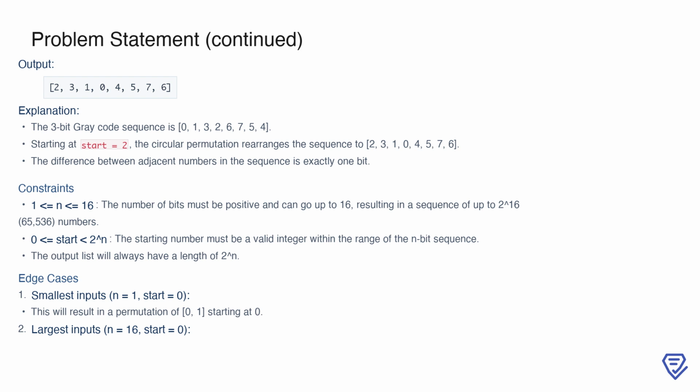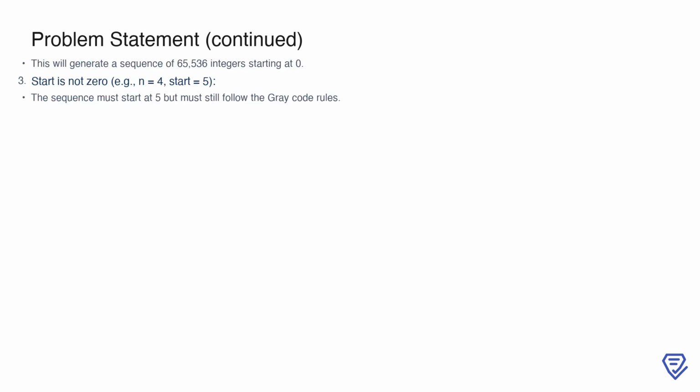The sequence length here is 2 cubed, which is 8, and every number from 0 to 7 is included exactly once. Looking at the constraints, n can range from 1 to 16, meaning the sequence can grow as large as 2 to the power of 16, or 65,536 numbers. The start value must always fall within the valid range of the n-bit gray code sequence, from 0 to 2 to the power of n minus 1.